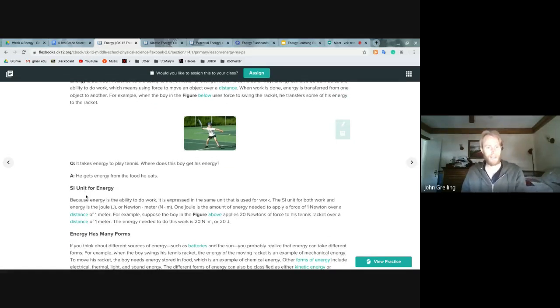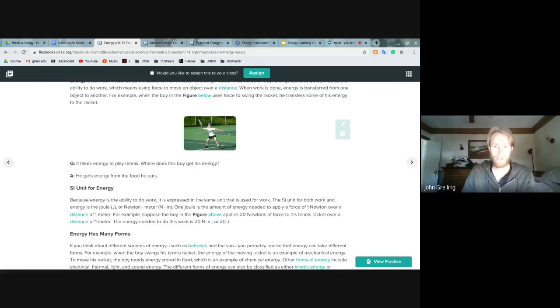Standard unit for energy. Because energy is the ability to do work, it is expressed in the same unit that is used for work. The SI unit for both work and energy is the joule. Joule, not the shiny jewel. Or Newton times meter. 1 joule is the amount of energy needed to apply a force of 1 Newton over a distance of 1 meter. So you don't have to remember that exactly. Just know that joule has to do with movement.